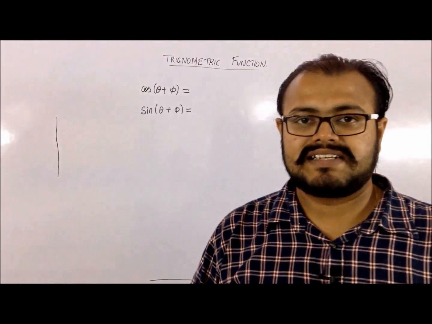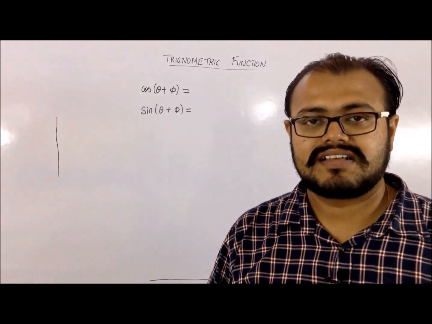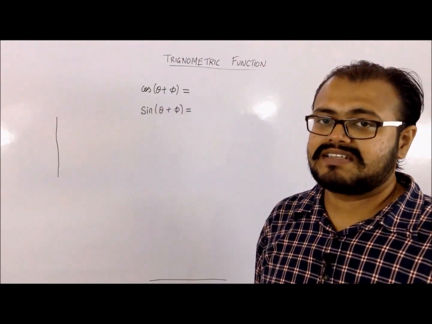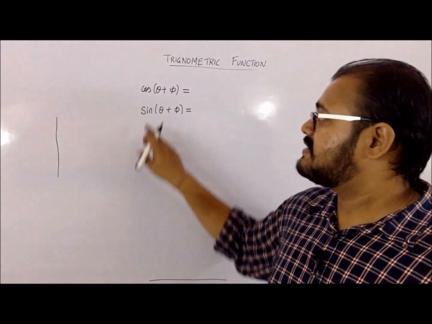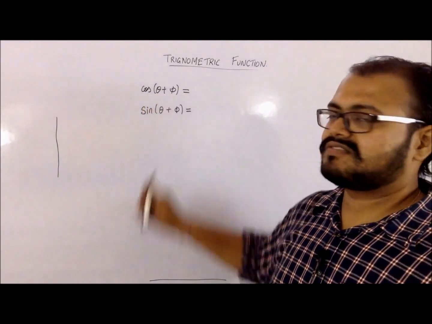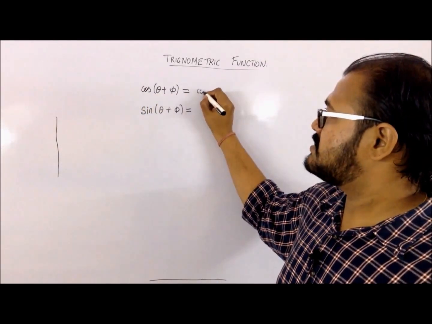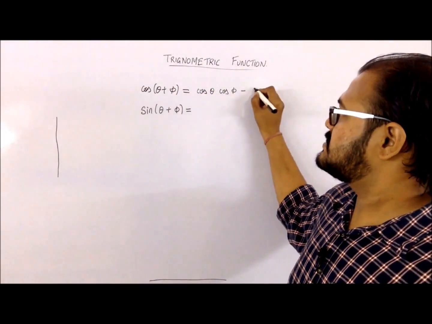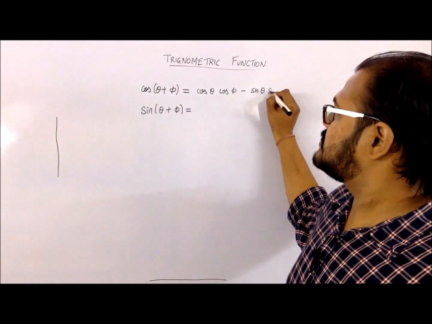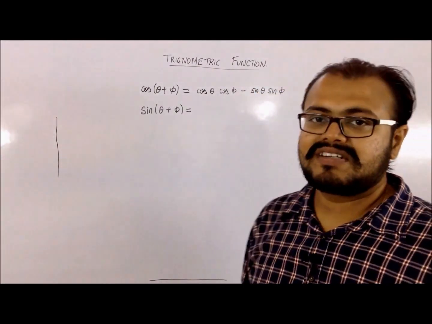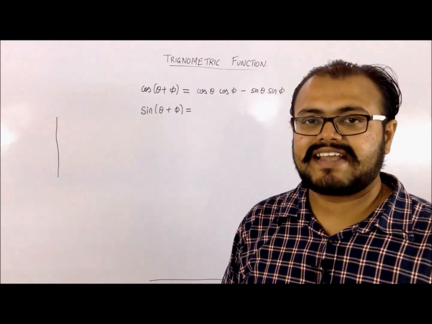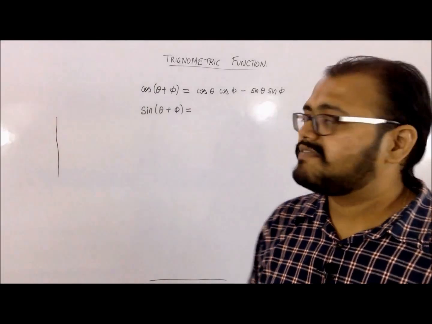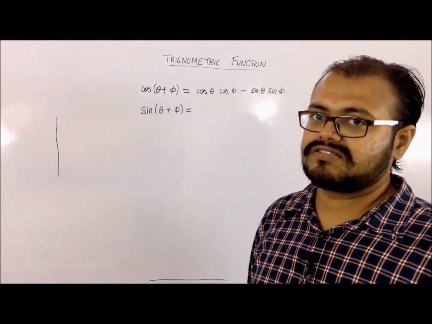Now the next set of formulas are very important. These are the angle addition and subtraction formulas for sine and cos. If I want to find cos of theta plus phi, you have to remember it as cos theta cos phi minus sine theta sine phi. We will not be discussing the derivation part of it. It can be seen in the reference books which you are referring. We are just going to mention the formulas over here.